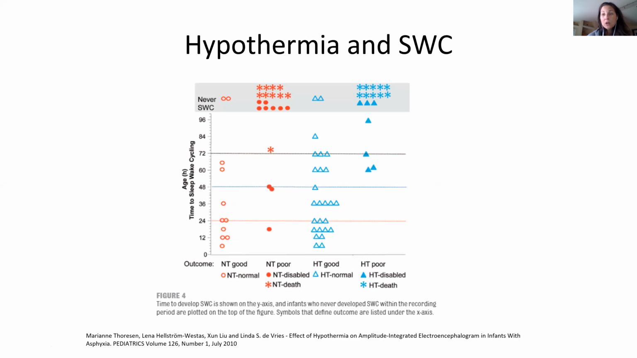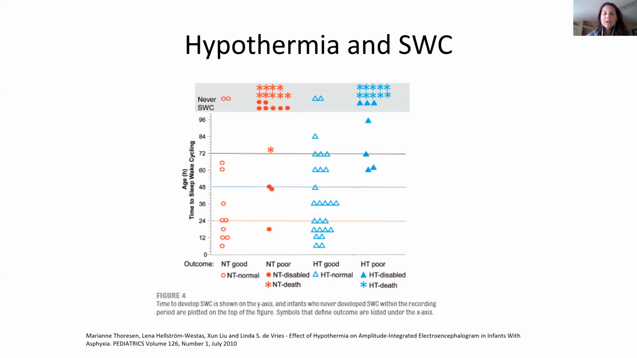The other really strong predictor is sleep-wake cycling. So remember, sleep-wake cycling is that alternation between continuous and discontinuous, continuous and discontinuous, continuous and discontinuous. And we're looking for organized patterns, about one sleep cycle every hour. We're looking for about 20 to 30 minutes into that discontinuous deep sleep state, and then 20 to 30 minutes out.